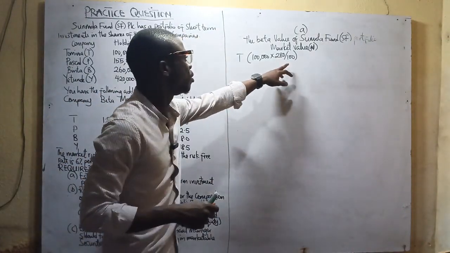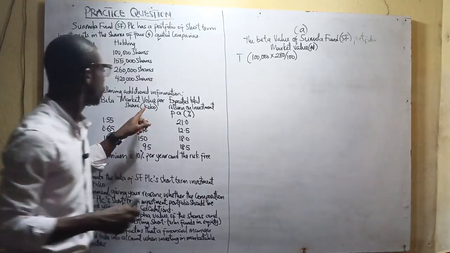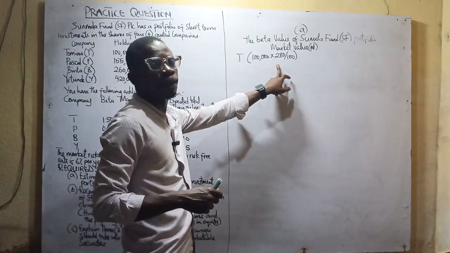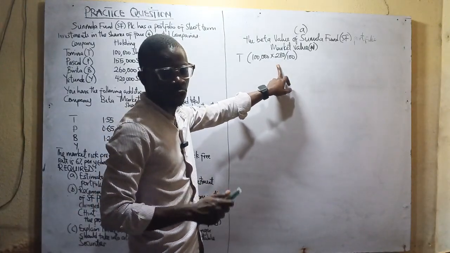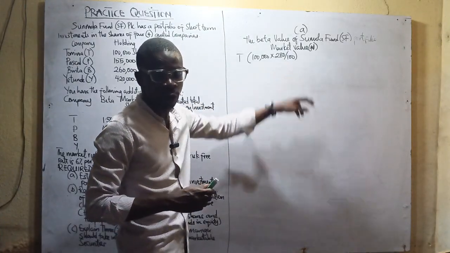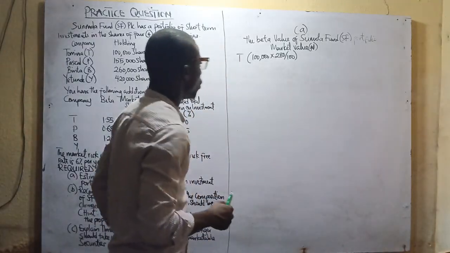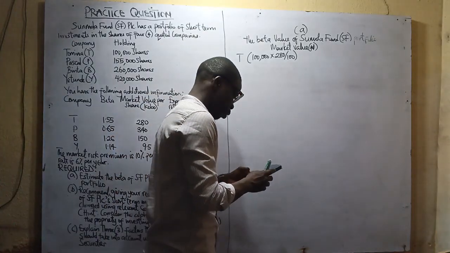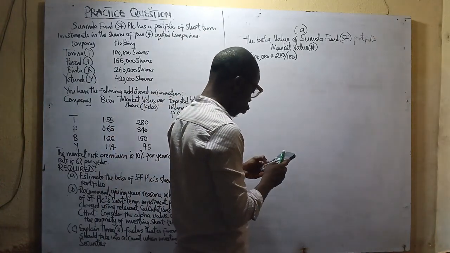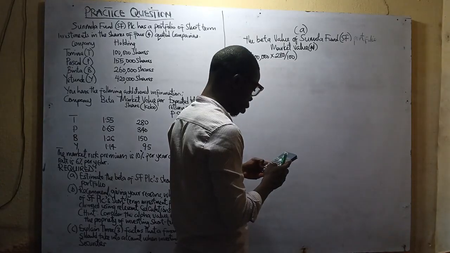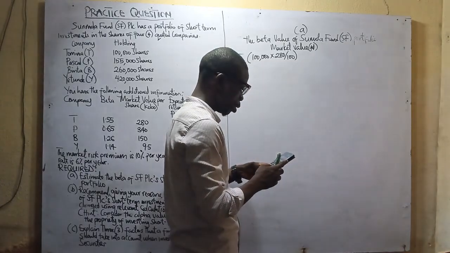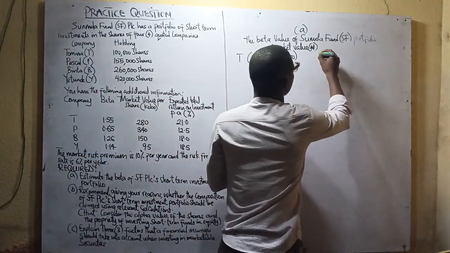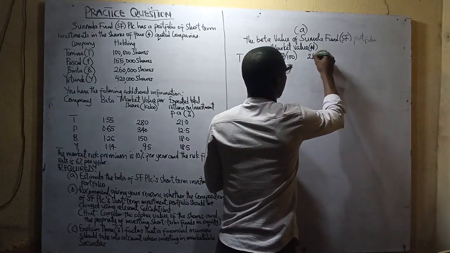So we are going to convert it. But if the market value is not in kobo, just multiply by the market value per share. Because it's in kobo, that's why we are dividing it by 100. So what will be the market value now? 100,000 times 280 divided by 100 will give us 280,000.